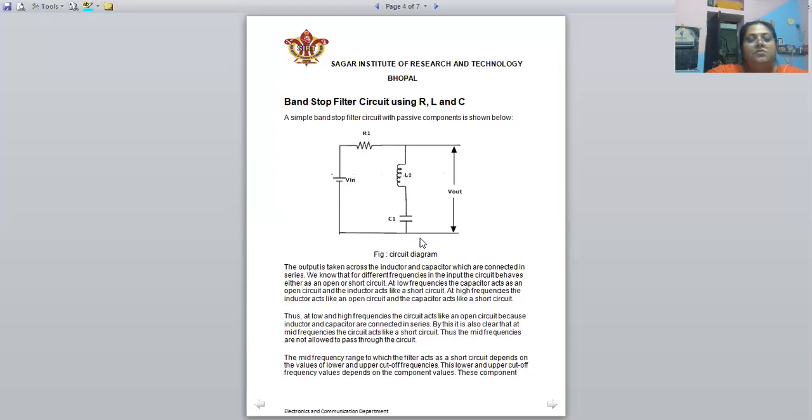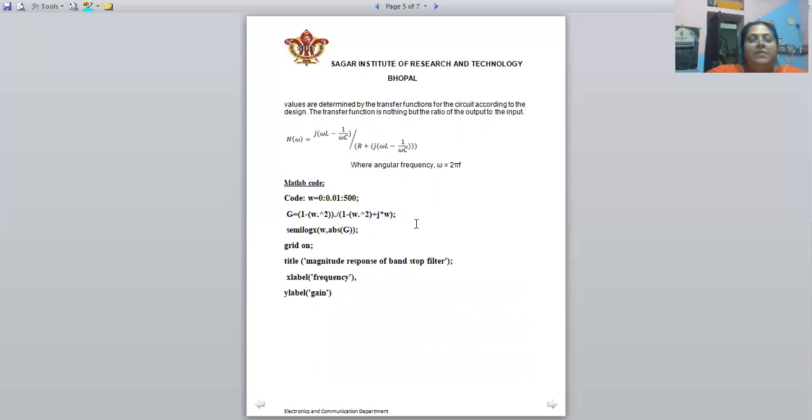So these values can be calculated with the help of the lower frequencies as well as the values of L and C, which are determined by the transfer function. We know that for designing the band stop filter, we take the transfer function, and we have written the transfer function with the help of the circuit diagram. And here we have taken omega equal to 2 pi f.